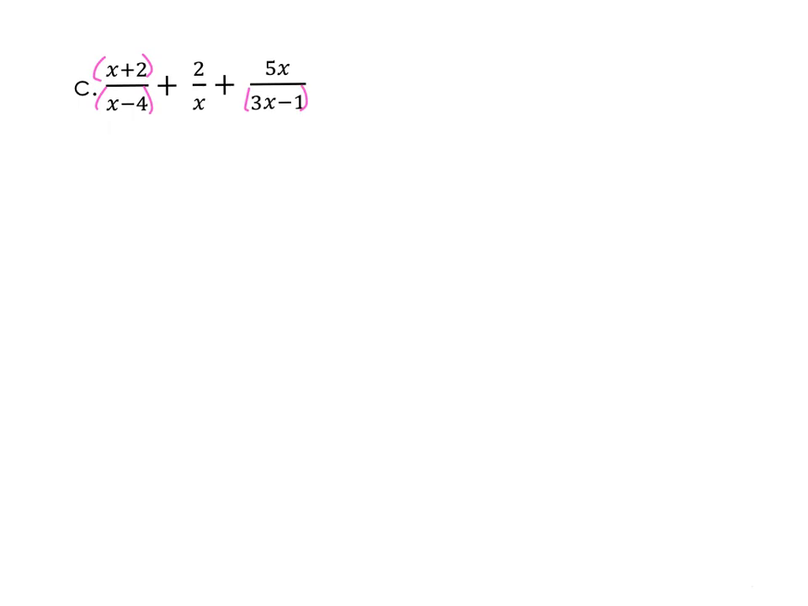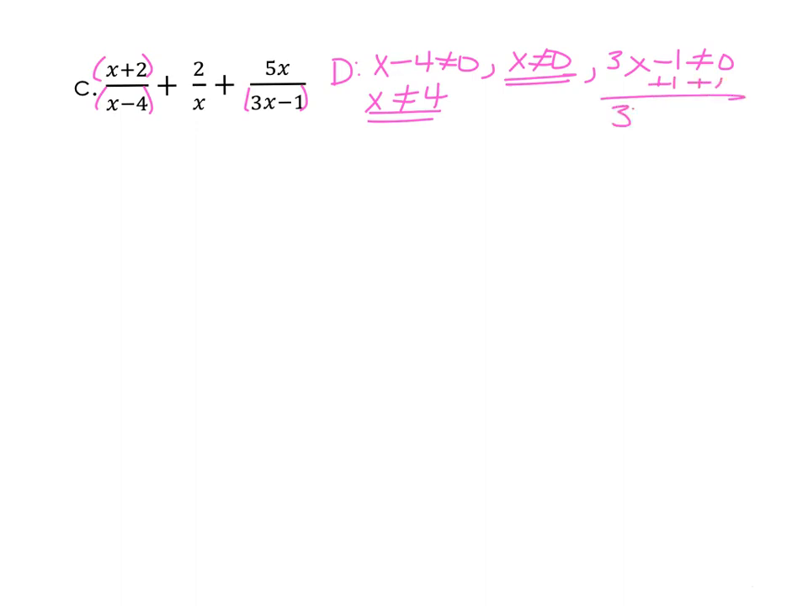So let's go ahead and state our domain. I just like putting it over here on the side, and then we're done with it. Just for the denominators, if x minus 4 can't equal 0, then x can't equal positive 4. We have x can't equal 0 in the middle, and then we have 3x minus 1 can't equal 0. If we add 1 and then divide by 3, we get a fraction. X can't equal 1/3. So there are our domain restrictions. We're good to go there.